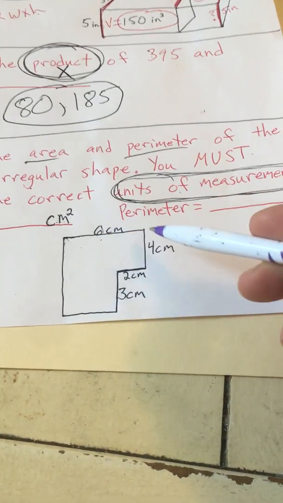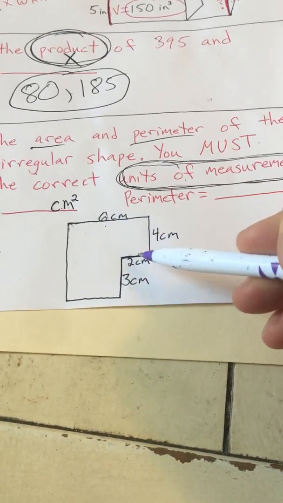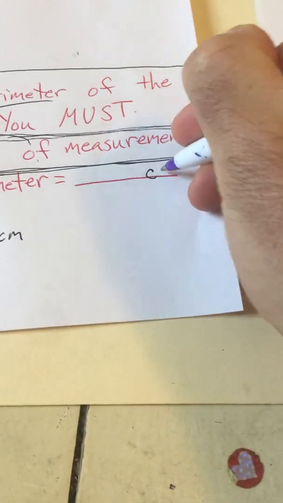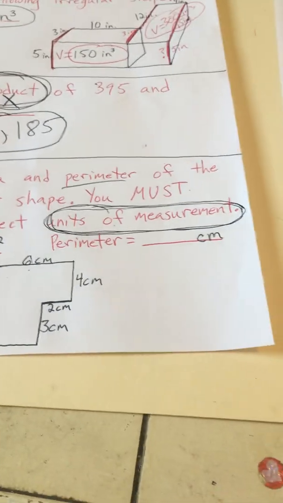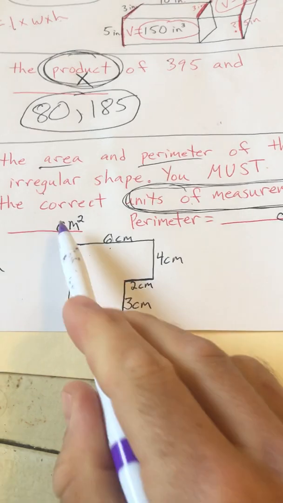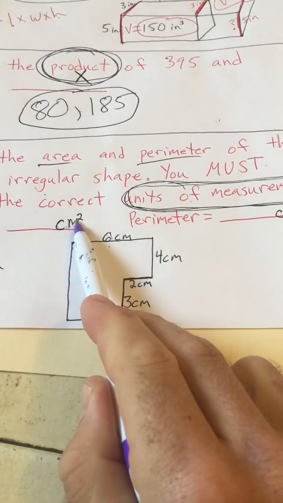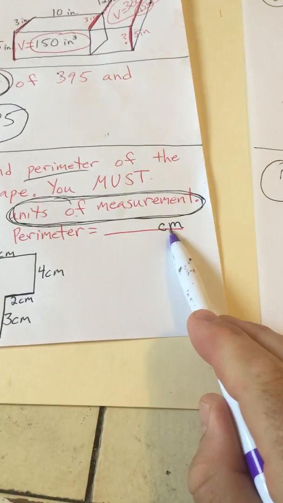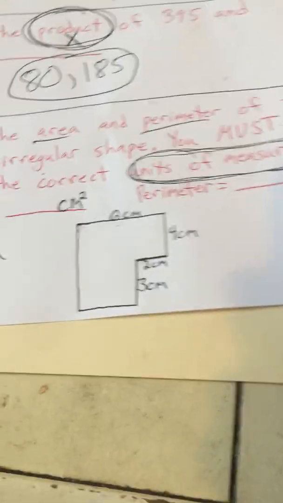Perimeter, we're going to be adding all the sides. So centimeters plus centimeters plus centimeters plus centimeters. So the perimeter is just going to be in centimeters. So we're not multiplying centimeters. This would be centimeters times centimeters. That's centimeters squared. We're just adding all these centimeters together. Okay? So that's just going to still be centimeters.